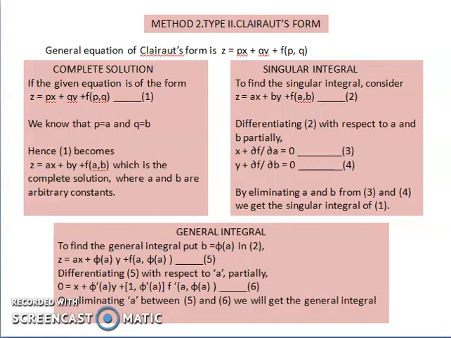In order to find the general integral, we should put b is equal to phi of a in the second equation. So we'll get an equation only in terms of a, and we should differentiate it with respect to a partially. So we'll get 0 is equal to x plus phi dash of a into y plus dou f by dou a. So on eliminating a from 5 and 6, we will get the general integral.